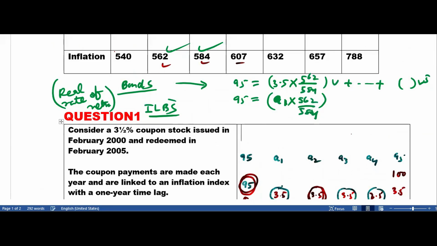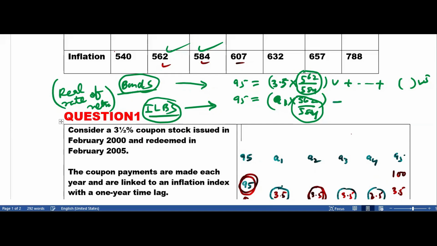So if you see index linked bonds and bonds, when you calculate the real rate of return, the same inflation index will apply. The only difference is that in case of bonds, they will give you 3.5. In case of index linked bonds, they will give you A1. How to calculate A1? You have to use the inflation index in the opposite way, and you have to use the lag also, 1 year, 3 months, whatever is given. That's all.